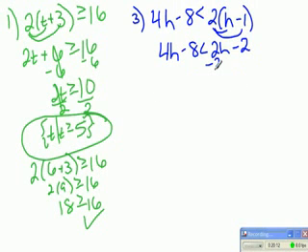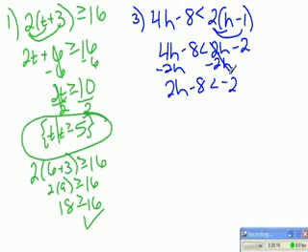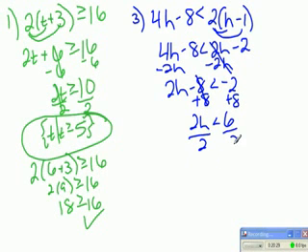I want to get my letters together, so I want to subtract 2h from both sides. That's 2h minus 8 less than negative 2 because those canceled. Add my 8 to get it to go to the other side. 2h is less than 6. Divide by 2. h is less than 3. Put it in set builder notation.